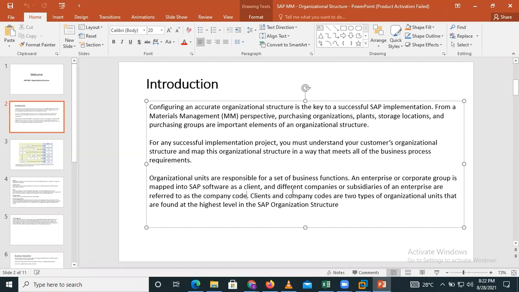For example, if I have implemented SAP for Reliance Telecom, then Reliance Telecom can be the client for me. In Reliance Telecom, I want a separate balance sheet for Reliance Telecom India and Reliance Telecom Japan. So in that case, the India region and Japan region will be company codes for me. We'll discuss that. Clients and company codes are two types of organization units found at the highest level in the SAP organization structure.